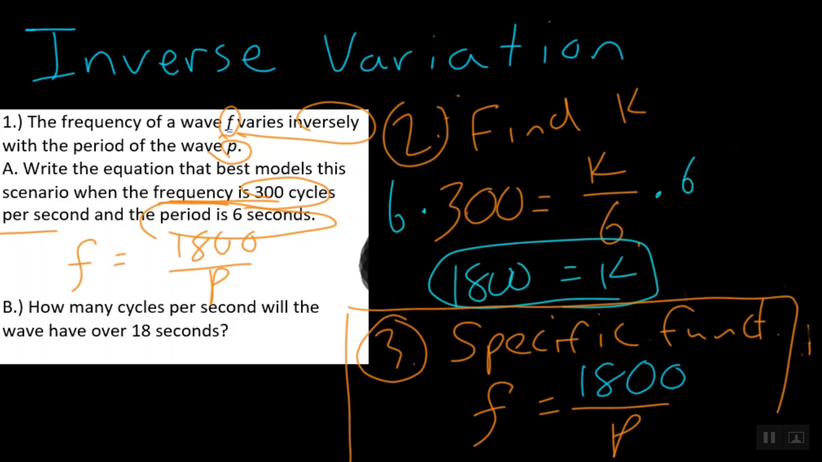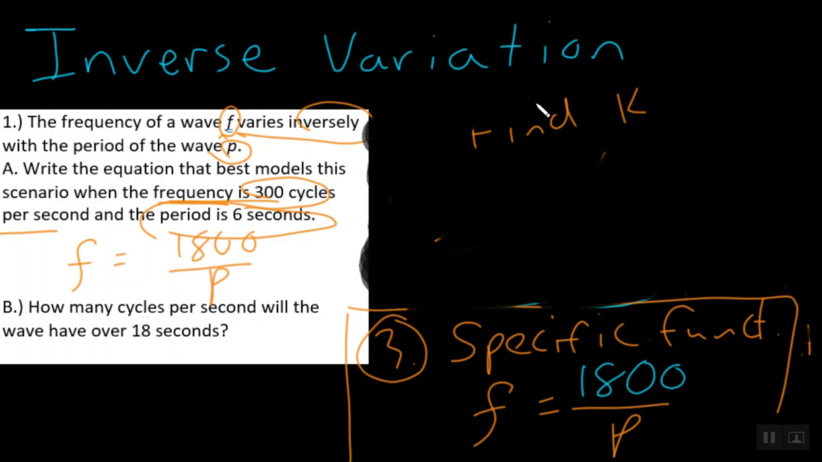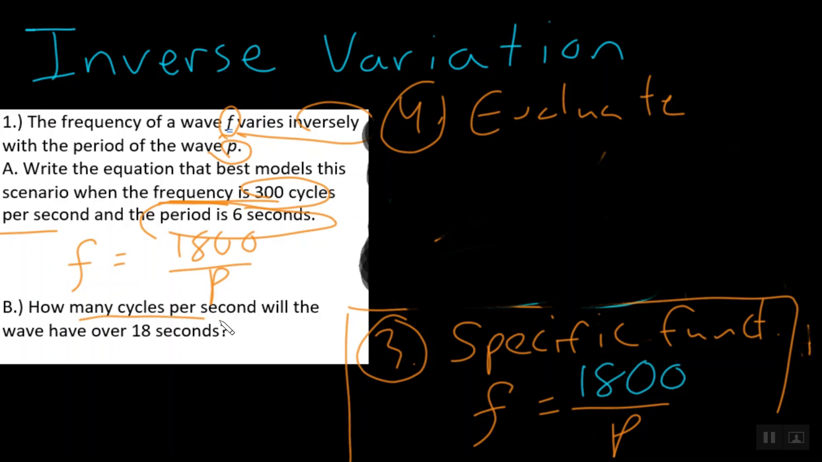Now from here we want to go ahead and answer part B. We want to answer part B, and this will be our 4th and final step. And so let's just call this 4. Let's say this is the evaluate step. All right, so we take our specific function, and letter B says how many cycles per second will the wave have over 18 seconds? So we are asked to find f. And of course the 18 seconds is our p. All right, so we'll say this. f is equal to 1800 divided by 18 seconds.